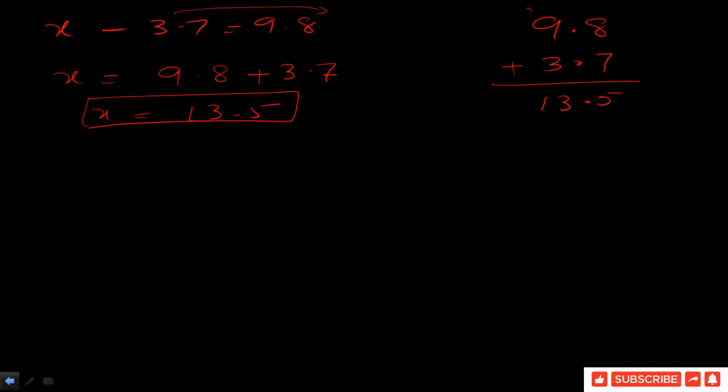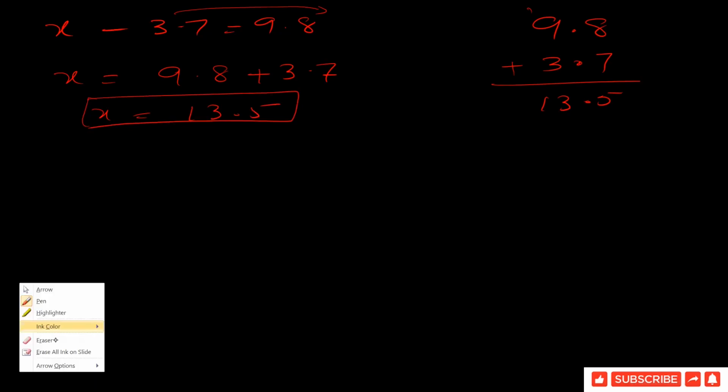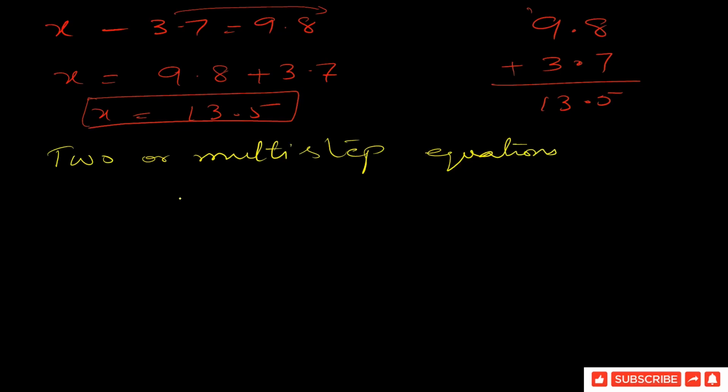Now we go for the two-step equations or multi-step equations. We shall solve these equations for the value of x. It could be any other variable. It's not compulsory. Variable means any other letter. It could be A, B, C, D, X, S, T, Y, Z, anything. Now we have a question. Let's start with this question.